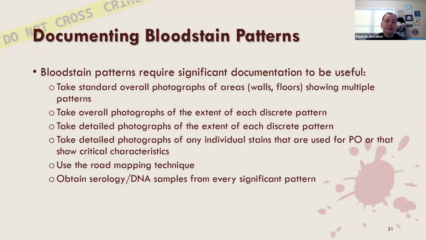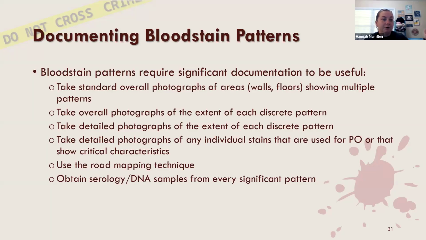So road mapping is essentially you identifying all of the patterns that are present on scene. So if we have that expectorate, we have that impact pattern, we have that cast-off pattern, when I'm road mapping, I'm going to say, okay, this cast-off pattern, this is stain A, this impact pattern, this is stain B, this expectorate pattern, this is stain C, but you might see multiple cast-off patterns.